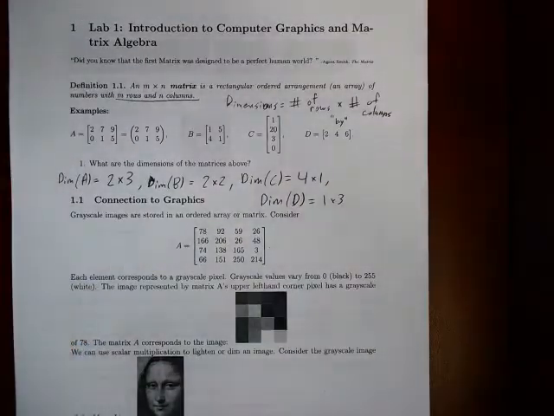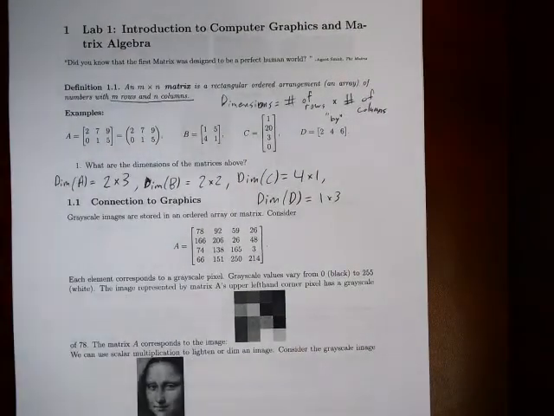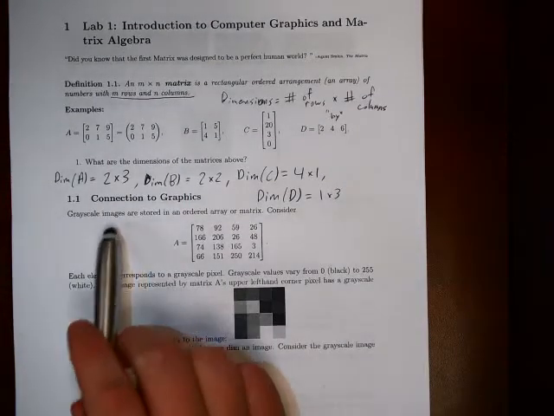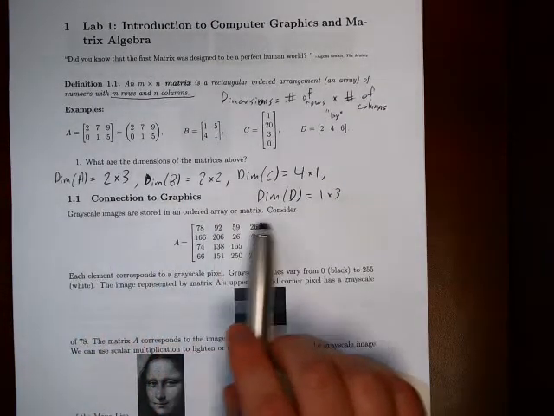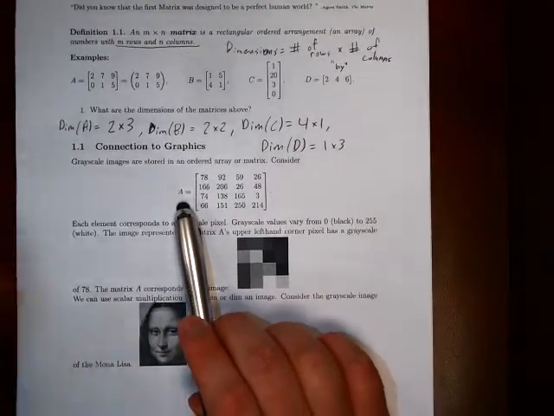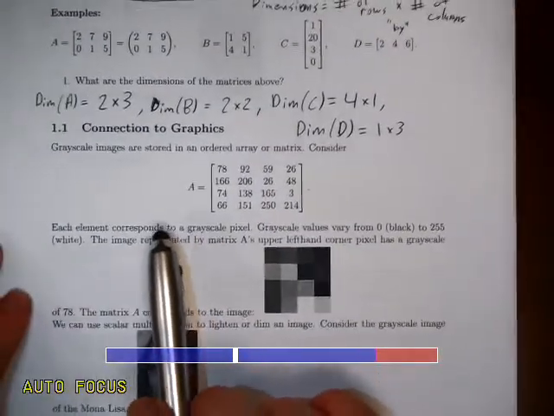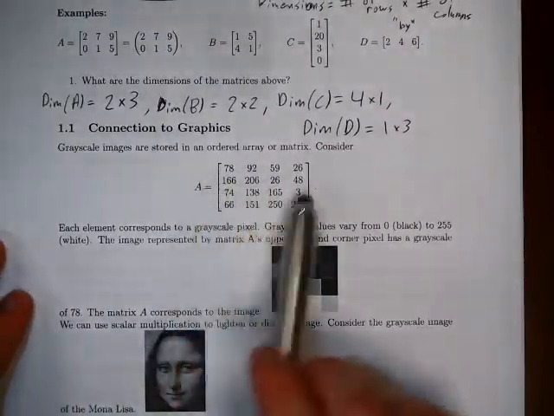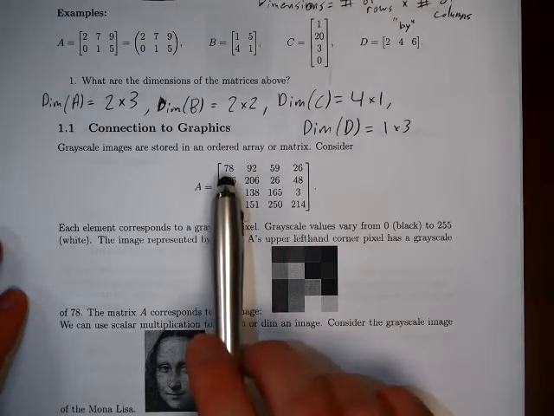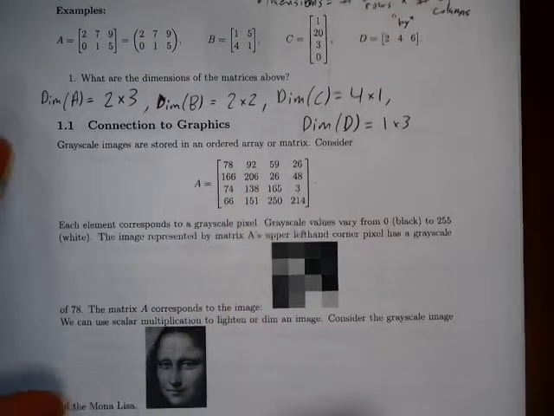Alright, so now we've got a little bit of a definition to play around with for matrix and for dimensions. So let's talk about how we could connect this to graphics. Grayscale images are stored in an ordered array or matrix. So consider this matrix A. We'll zoom in a little bit for this. Consider this matrix A, where we have these different values. Each element or entry in the matrix corresponds to a grayscale pixel.